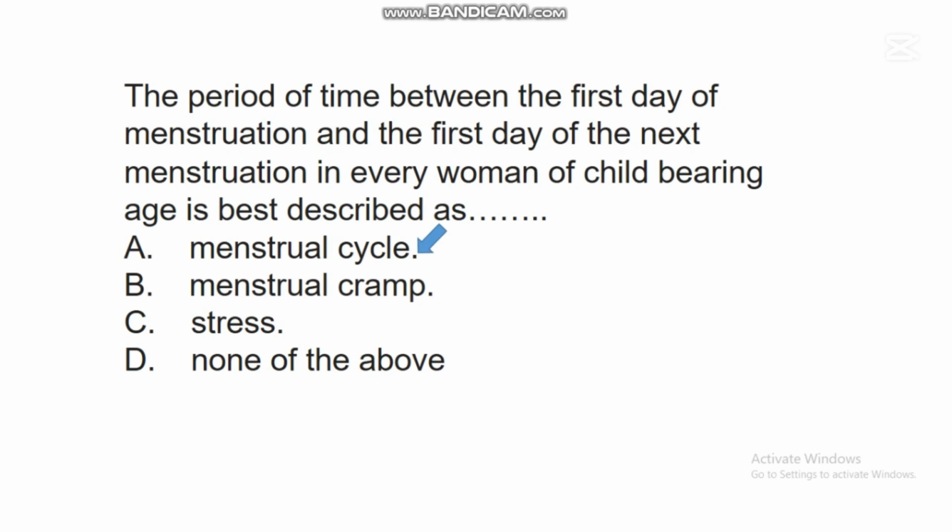Menstrual cycle. This menstrual cycle is the period of time between the first day a woman observes her menstruation and the first day of the next menstruation. When a woman calculates the time between the first day she observed her menstruation and the first day of the next menstruation, the interval between these two is what we call the menstrual cycle. And studies have shown that the menstrual cycle varies among women. There are some women whose menstrual cycle is 21 days, some 28, some 30, so it varies among women.